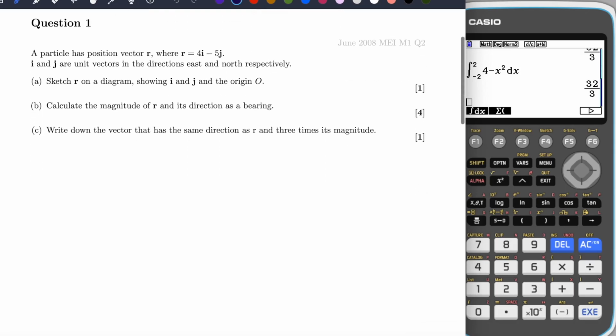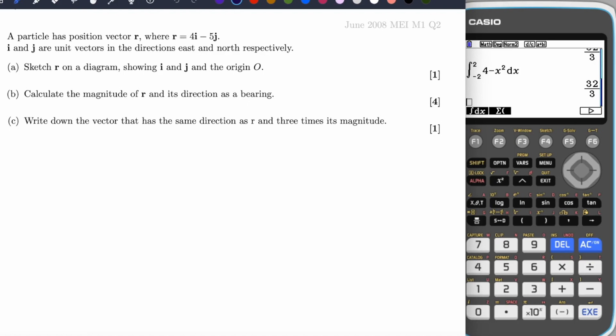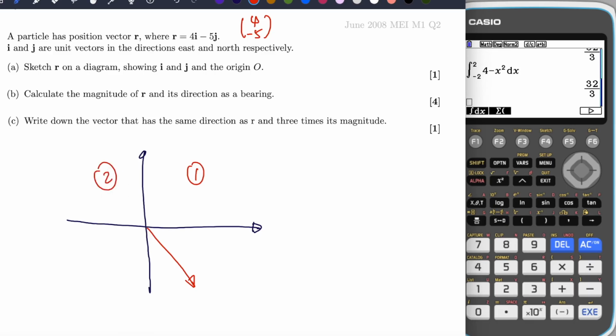Question 1, we're given a particle. The particle has a position vector, so kind of like a coordinate with respect to the origin, and it's 4i minus 5j, meaning that is 4 to the right and 5 downwards, 4 comma minus 5. So as a coordinate it would be somewhere in the fourth quadrant, 1, 2, 3, and 4. So it would be in quadrant number 4.